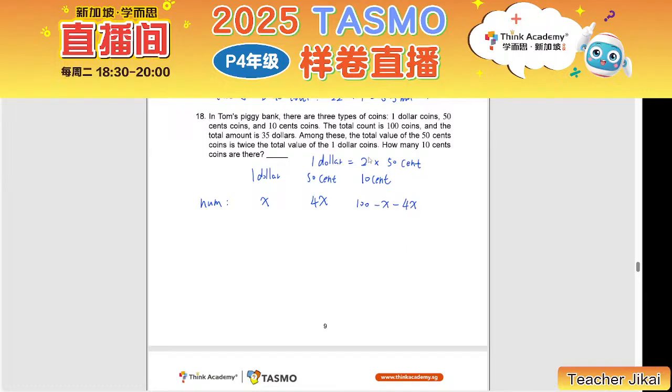So now you get it. We know the number of each category, so we can make use of the total amount here. So $35, it is what? $1 coin with x numbers, and 50 cents, it is $0.5 times 4x as a number here, and also 100 minus x minus 4x, this is 100 minus 5x. And each of them, we know its value is $0.1. Right? And then we know 35 here.